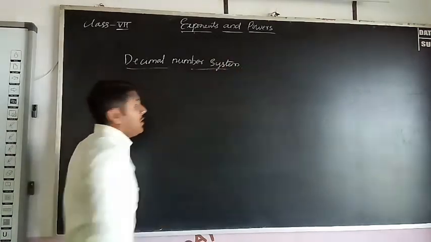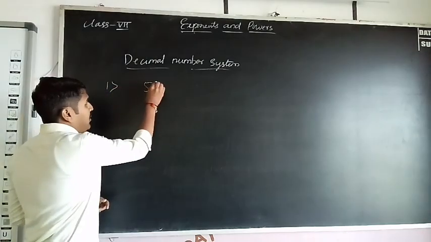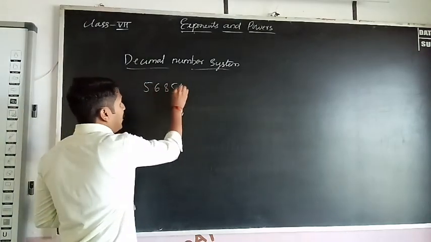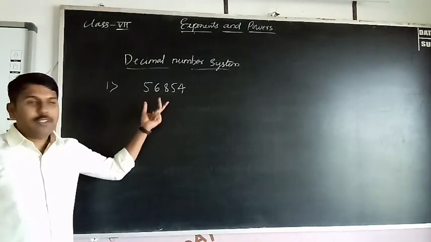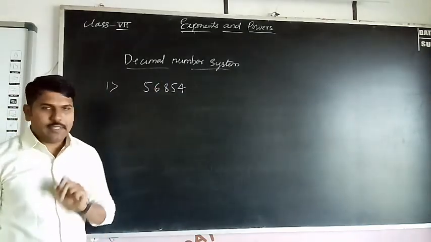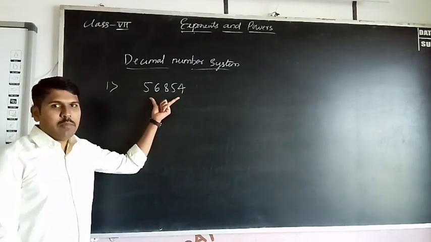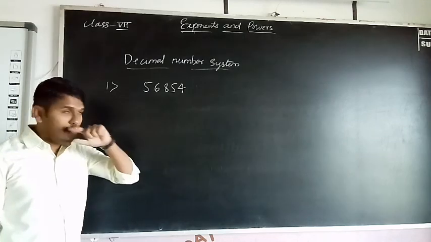So how to write any number in the decimal number system? First, take one example: 56854. So this is one number. How to write it in decimal number system? By using exponents and powers. First we have to expand the number. So expand it. What will we get as the answer?